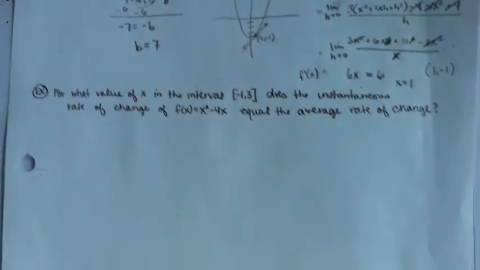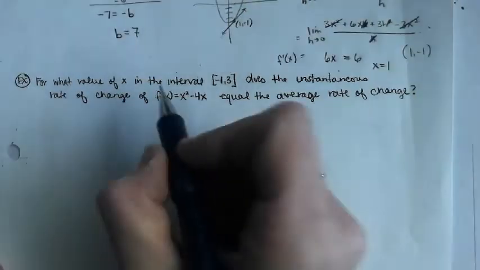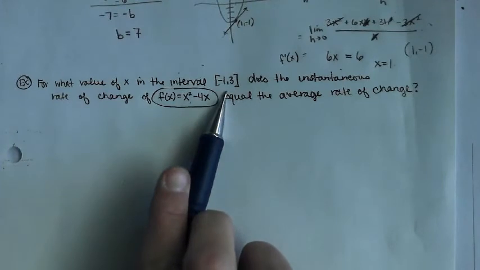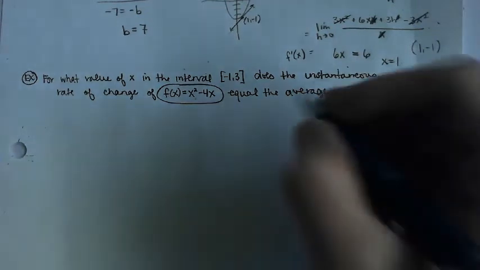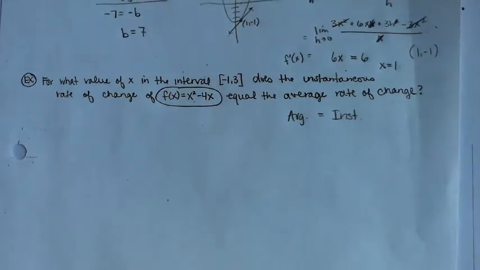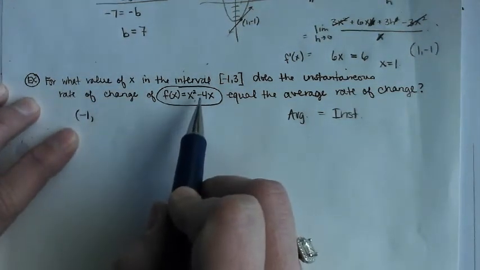Okay. The next exercise asks us for what value of x in the interval from -1 to 3 does the instantaneous rate of change of f of x equal the average rate of change. So first of all, what is the average rate of change? On this function, starting at -1, ending at 3, we first need to find what is our average rate of change. We want our average rate of change to equal our instantaneous rate of change. So the average rate of change is an algebra 2 problem. We find the coordinate at -1. -1, what would it be?